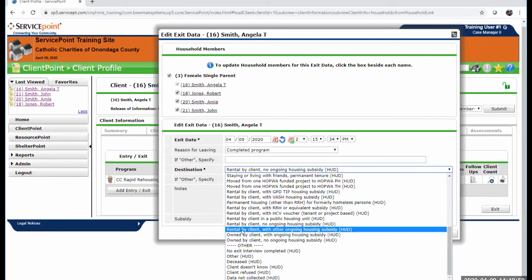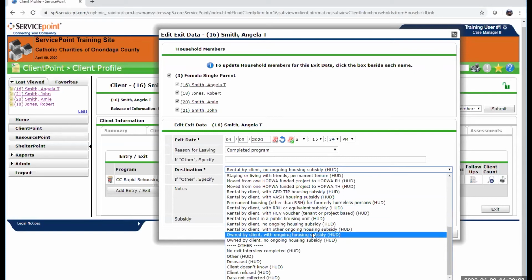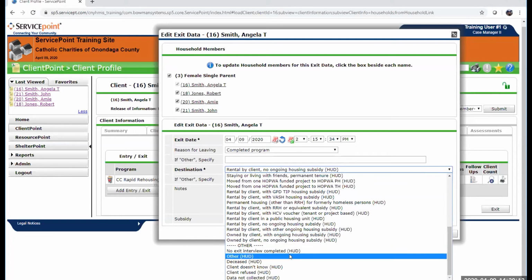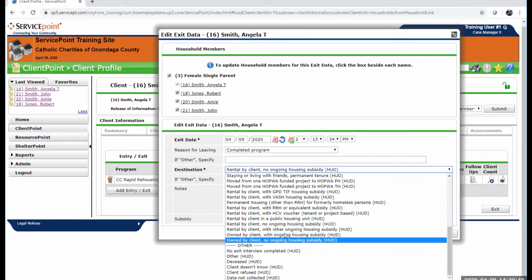these categories, something like project-based Section 8, like some housing developers have in our area, and they don't necessarily fall under these specific categories, that would be other ongoing housing subsidy. And then owned by client with ongoing housing subsidy or no ongoing housing subsidy are also options. And again, those should only be selected if the client actually does own the building.